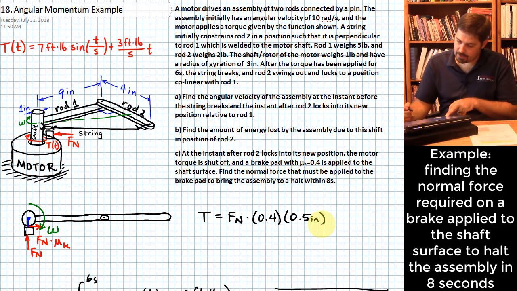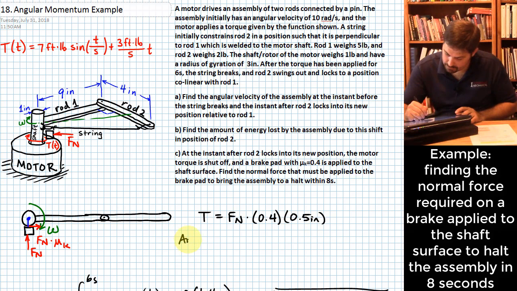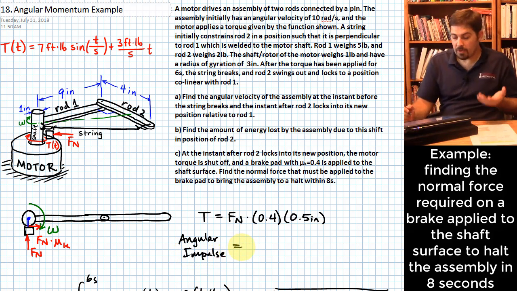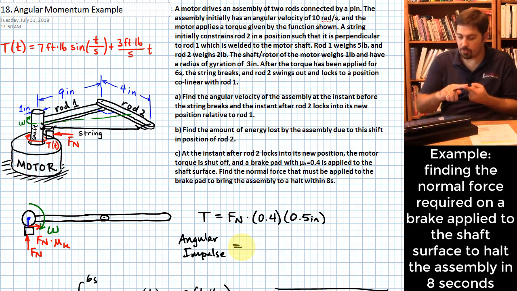All right, now that's torque. If we want to consider impulse, angular impulse actually gets easier when you have a constant torque. That's one of the reasons I do this. There are kind of two things I want to point out here.